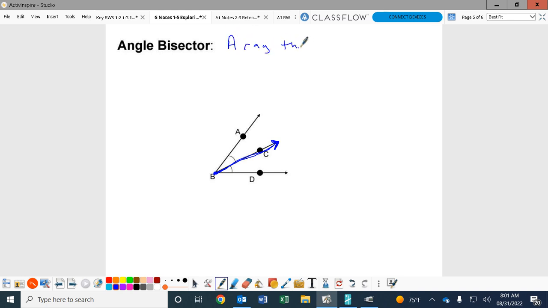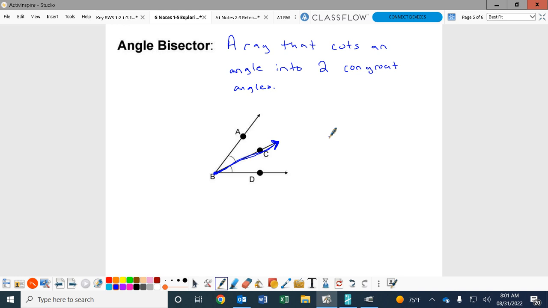that cuts an angle into two, I don't know if I said congruent parts, I think I said congruent angles. Congruent angles. I try really hard to make sure y'all's definitions are exactly the same. A ray that cuts an angle into two congruent angles.